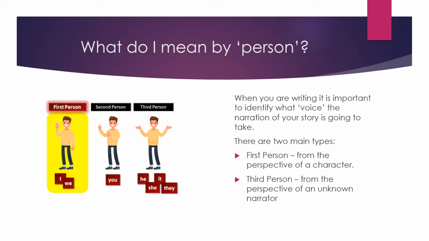So first person narration is from the perspective of the character and uses I, we pronouns. And third person is from the perspective of an unknown narrator, so slightly removed from the action, and uses he, she, they pronouns. We do have second person, which uses you, but that is much harder to write in consistently, and so is used a lot less.